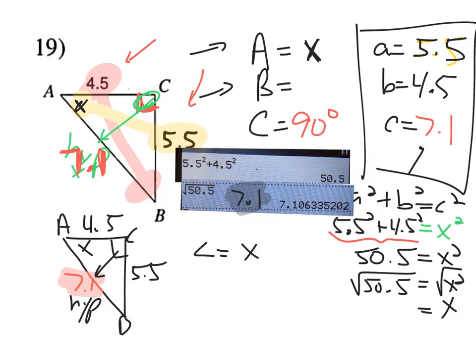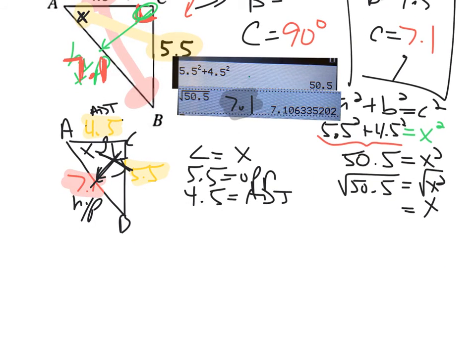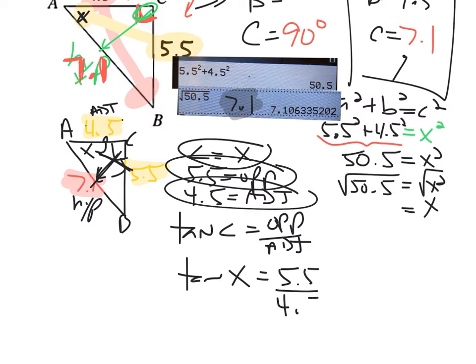Instead, I'm going to use the other 2 sides that were given to me in the problem. Here my angle is x, so my 5.5 is opposite the x. And since the 7.1 is the hypotenuse, the 4.5 is the adjacent. So here 5.5 is opposite, 4.5 is adjacent. So here I have the O and the A of SOHCAHTOA, so I'm going to be using the tangent. I know the tangent of the angle equals the opposite over the adjacent, so the tangent of x equals the opposite, 5.5, over the adjacent, 4.5.